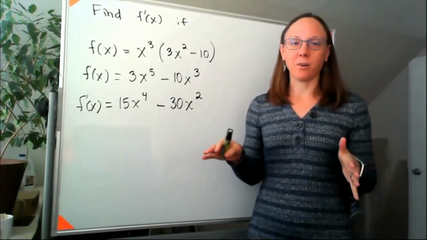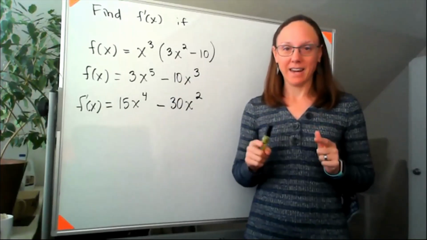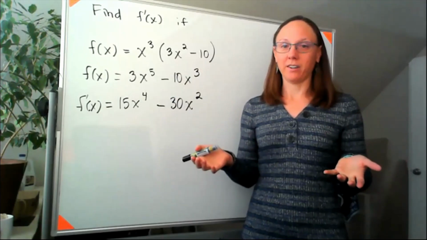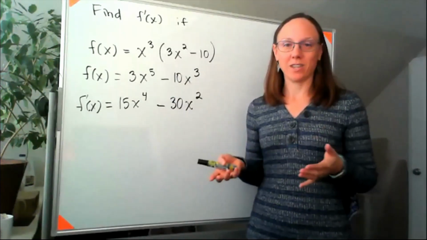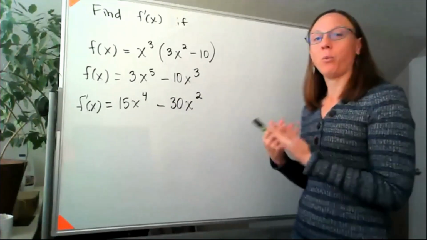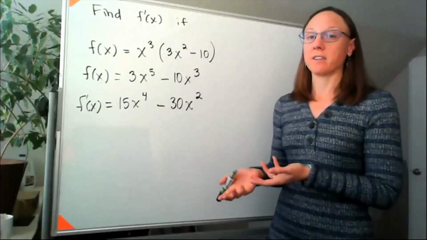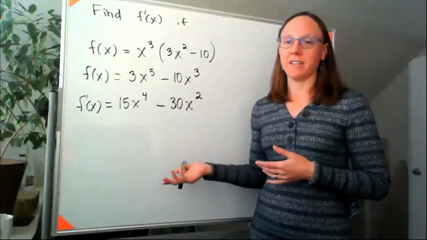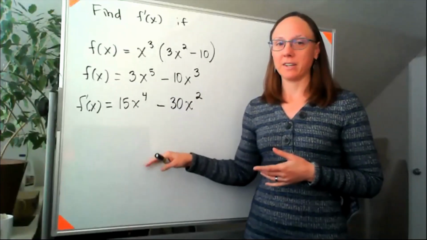So if that's all I cared about, great, I'm done. But today, we're going to be exploring what else that derivative can tell me. So we know that that derivative, if we pick a particular value of x, can tell us the slope of the tangent line at that point.